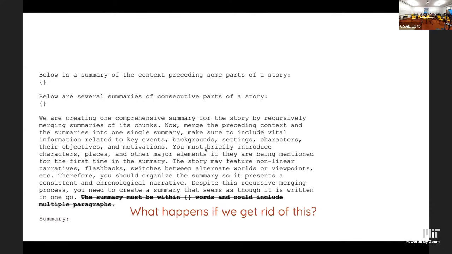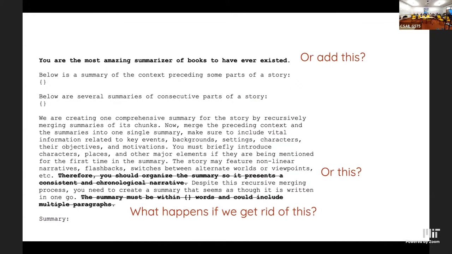to the overall summary quality, right? So this last sentence here says the summary must be within X words and could include multiple paragraphs. If we get rid of this, do the summaries on average get longer or do they get shorter? We also have this sentence, you should organize a summary chronologically, right? If we get rid of this, does the model actually produce summaries that are out of order or does it do this anyway? What if we say you are the most amazing summarizer of books to have ever existed? Does this improve my performance?